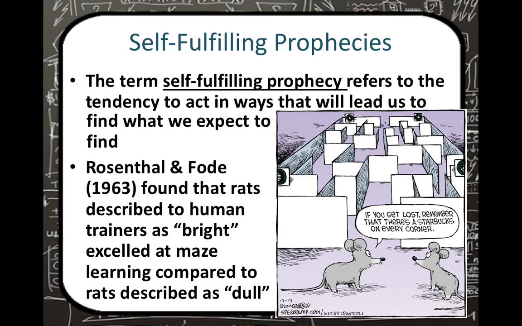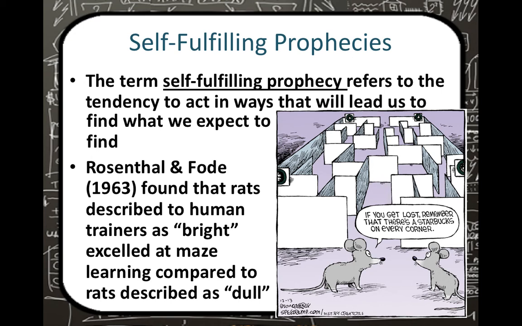So Rosenthal and Fode lied about the rats being specially bred. All the rats were the usual laboratory variety. They had been assigned at random to either group. So if there were no real differences between groups of rats, how do we explain the fact that students who believed they had been given smart rats had them learn the maze faster than the other group? Right? If there's no real difference, how come then there was a difference in how they performed?